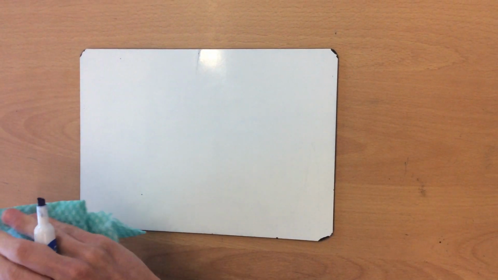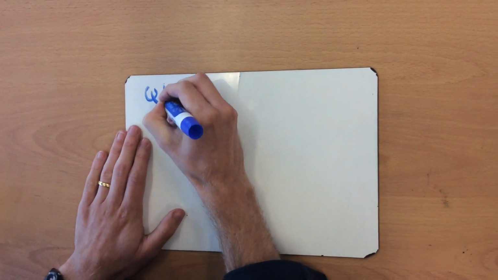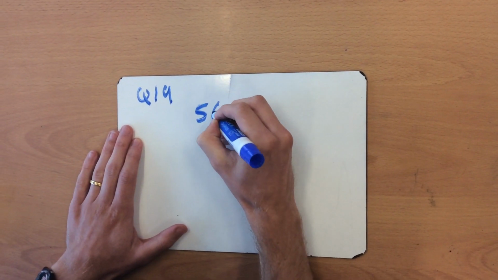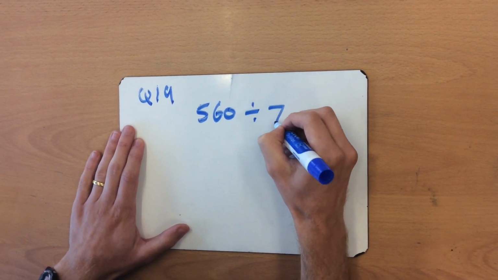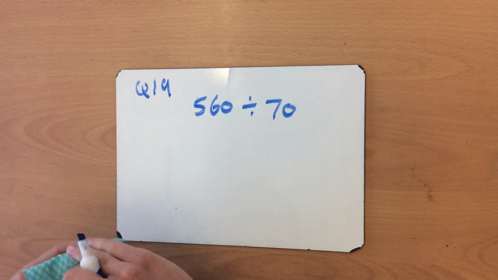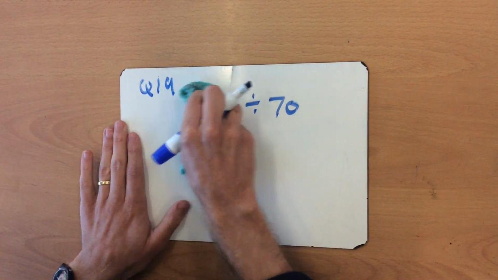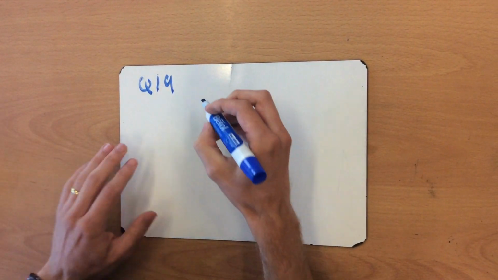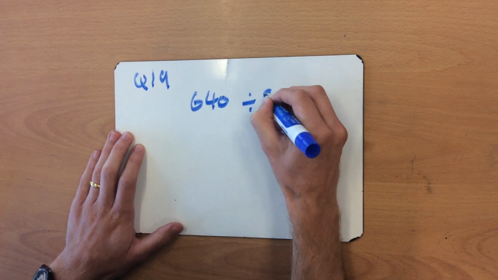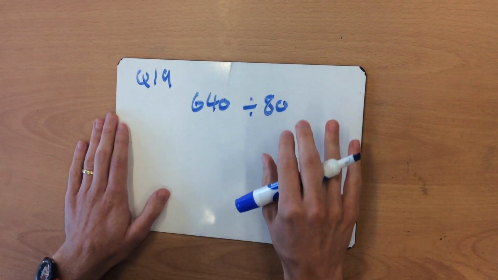That's the first example. The second example I'm going to give you is from question 19 on your maths arithmetic paper. Question 19 says 560 divided by 70, okay? So this is the type of division question I'm going to look at now. I'm not going to do this one because that's your task to do. Instead, the calculation I'm going to do, which is very similar, is 640 divided by 80. Same method for this as you would use for the one in your arithmetic paper.